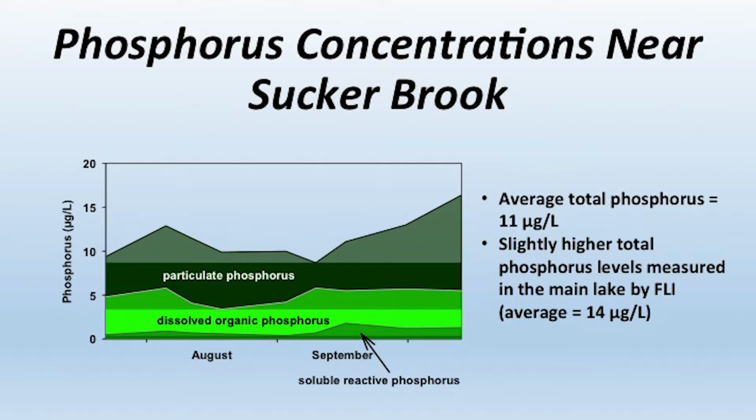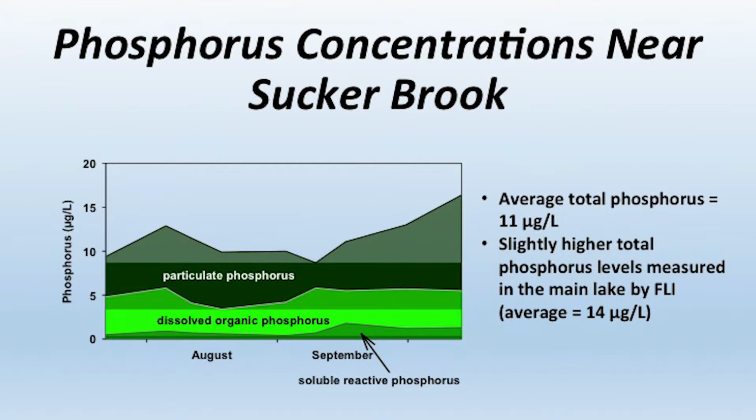We have soluble reactive phosphorus, this little sliver on the bottom, that is phosphorus that cyanobacteria and algae can use directly to support their growth. Dissolved organic phosphorus is a form that they can use, but they need to do some work. You need to have some enzymes to convert that into phosphorus that they can use. And particulate phosphorus is phosphorus associated either with the algae themselves, it's in their cells, or attached to inorganic particles, sediment, for example. And when you sum all these up, this top line is total phosphorus.